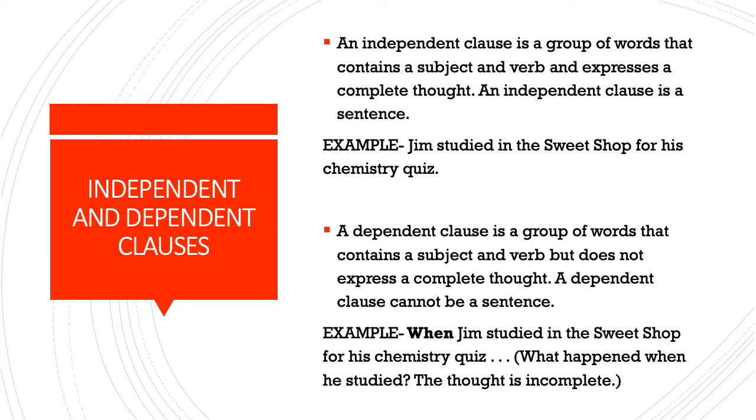When? So, when we write, when Jim studied in the sweet shop for his chemistry quiz, this particular sentence has a subject, Jim, it has a verb, studied, it has other words to support it. It is a sentence, but it is not a complete meaningful sentence because it is left halfway in the middle. We are stopping in the middle. We are not completing the sentence. So, an independent clause has a subject, has a verb, expresses a complete thought. A dependent clause has a subject, has a verb, but does not express a complete thought.